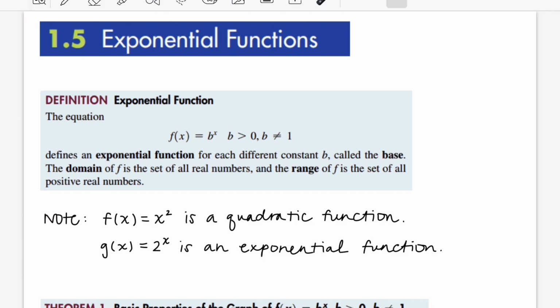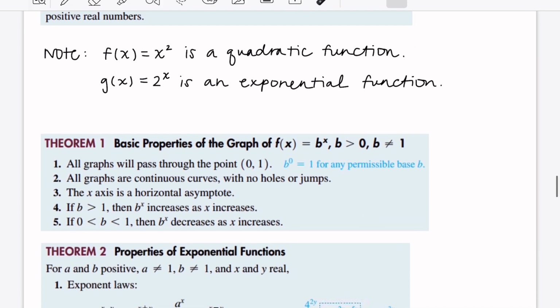Now just something to note here, this equation f of x is equal to x squared is a quadratic function, and g of x here, which is equal to 2 to the power x, is an exponential function. So these are different, and that's something to keep in mind when we're looking at these.